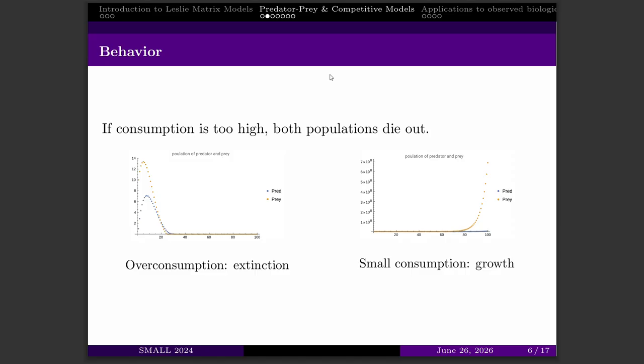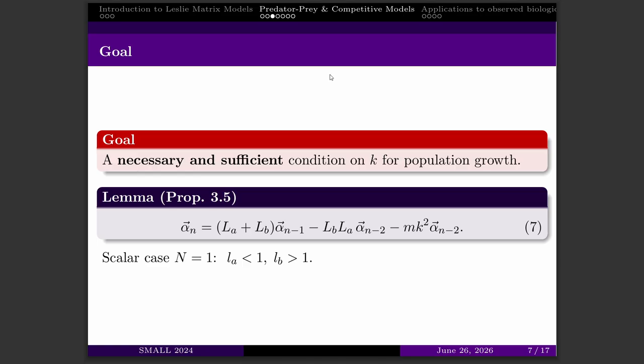Okay, so again, as in the first example, if consumption is too high, both populations die out. However, if consumption happens only in small amounts, it is possible to attain exponential growth for both the predator and the prey. Now, our goal is to find a necessary and sufficient condition for the predation rate K to guarantee mutual population growth. And in order to attain this, we need to solve the system of recursive equations in 5 and 6. It is possible to recast the coupled equations into a single second-order recurrence relation, as described in 7.